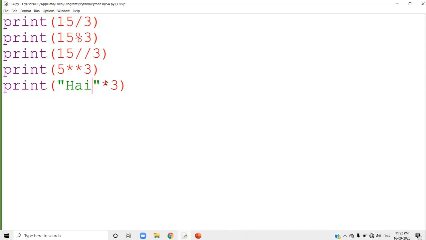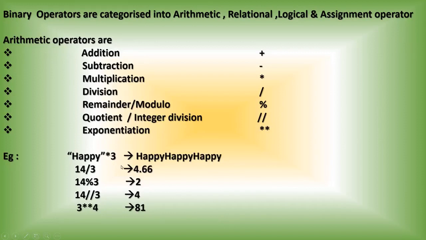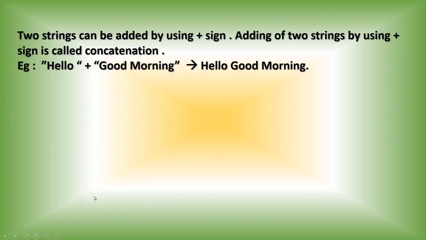So these are the basic arithmetic operators. Now we can say about the next topic. So try out all these things. Use the print statement along with this one and try in the Python screen. Now the next is this one. You can add 2 strings by using the plus sign. 2 strings can be added by using the plus sign.